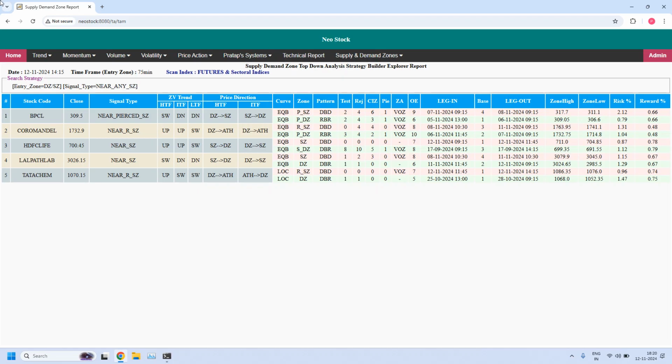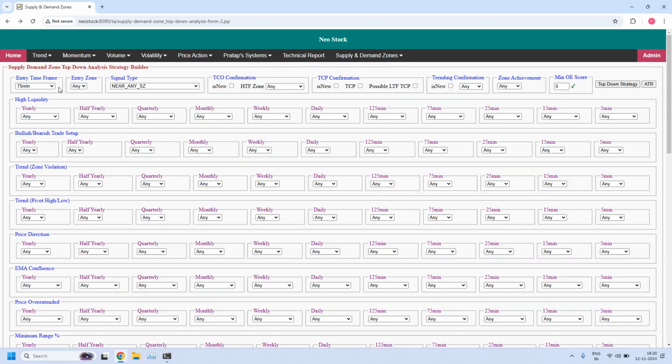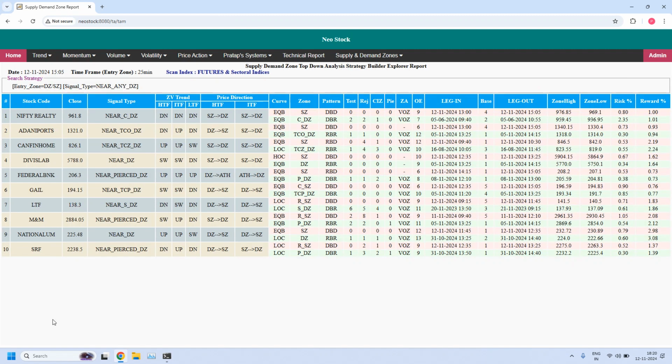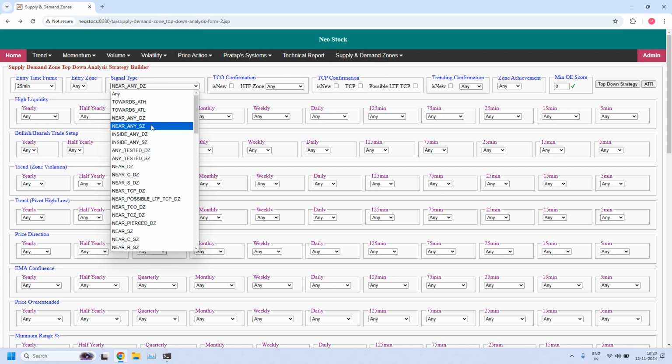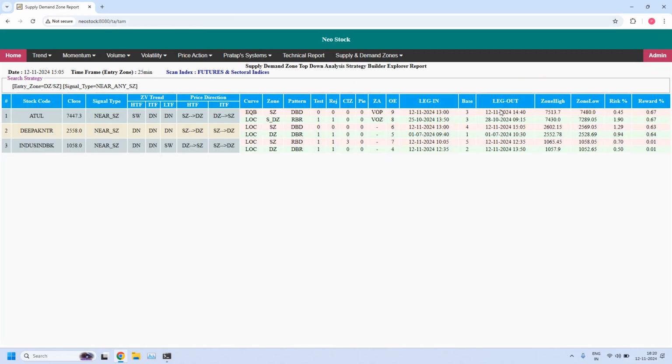Okay, next time frame is 25 minutes. Let's find the stocks near the 25 minute demand zone. 10 stocks are filtered. Next, for the 25 minute time frame, let's find the stocks near the 25 minute supply zone. 3 stocks are filtered.